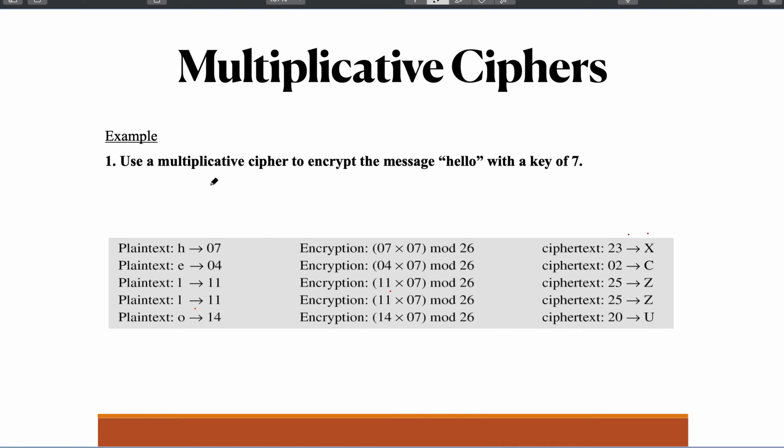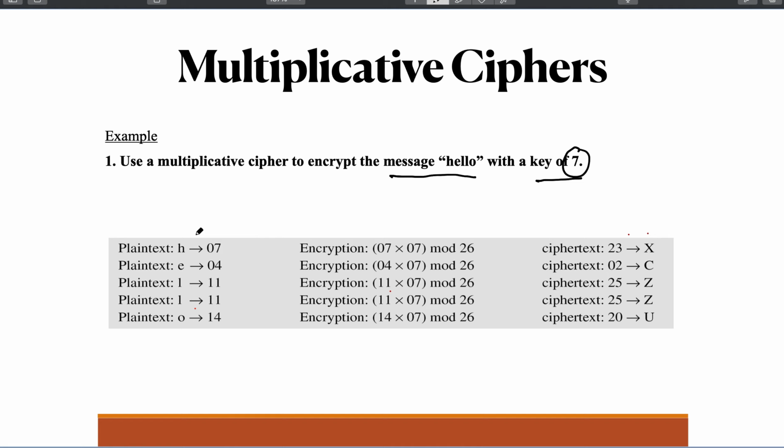For better understanding, let's see another example: to encrypt the message hello with a key of 7. Here also we are using the key 7. It is not necessary that multiplicative ciphers always use key 7. You can use any key.